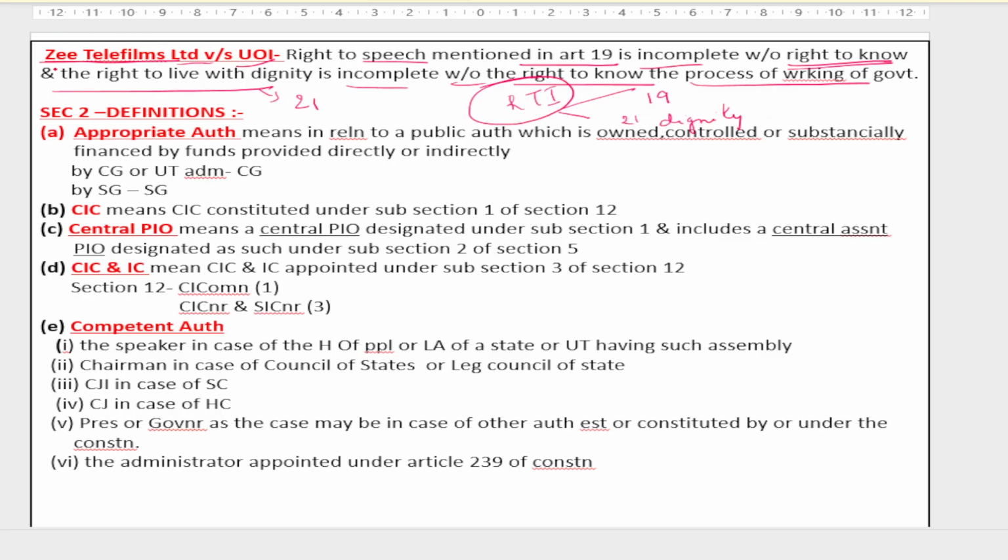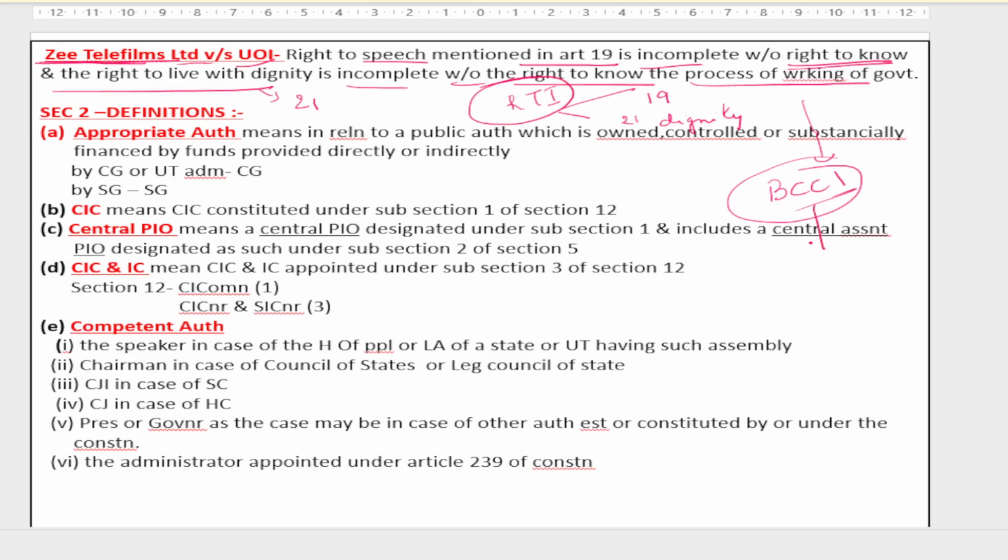Now, in this Zee Telefilms case, the issue of whether the BCCI should be treated as a public authority or not was first brought before the court. Now we will first study this issue of bringing the BCCI under the RTI Act.